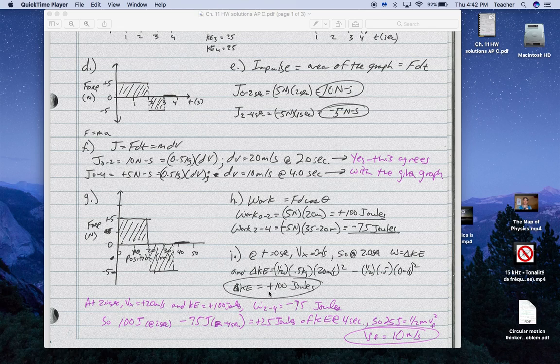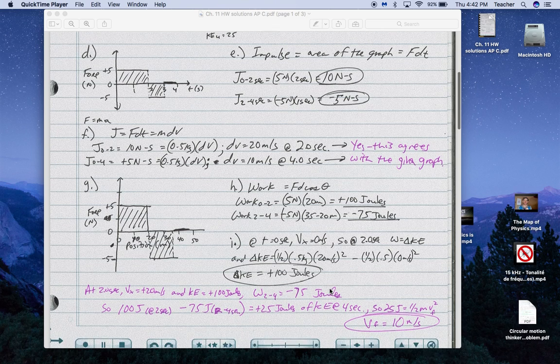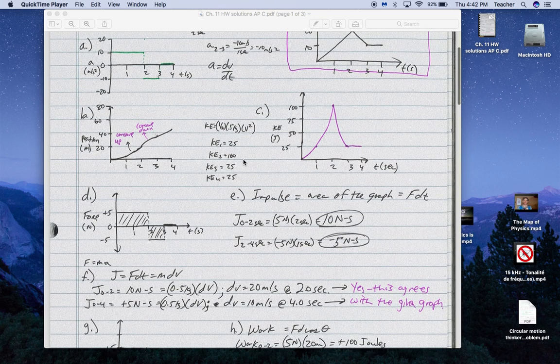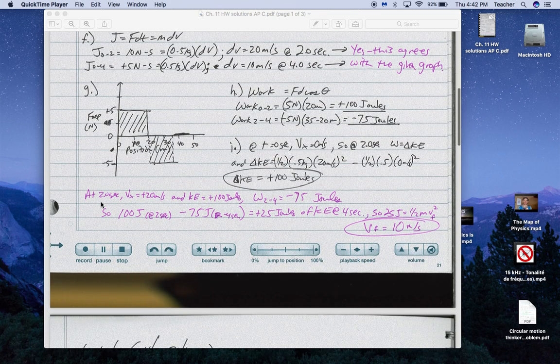For letter I, we're looking to see whether or not this work done agrees with the change in kinetic energy and agrees with the speed. So from 0 seconds, we had 0 velocity. At 2 seconds, we had a change of kinetic energy equal to the work of plus 100 joules. So the change in kinetic energy was plus 100 joules. That agrees with what we found earlier. Down here, at 2 seconds, we had this velocity and plus 100 joules.